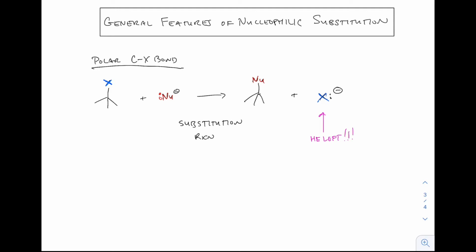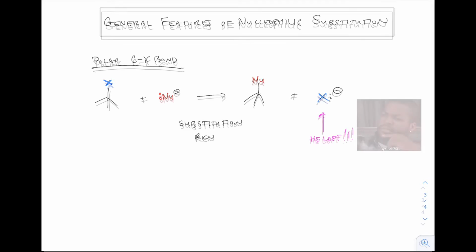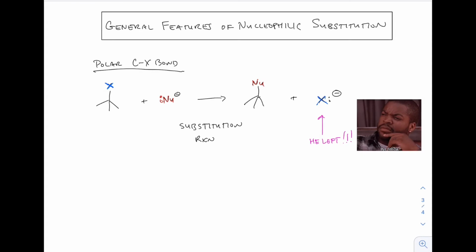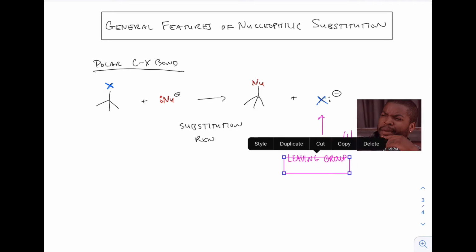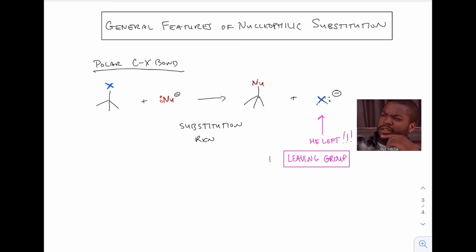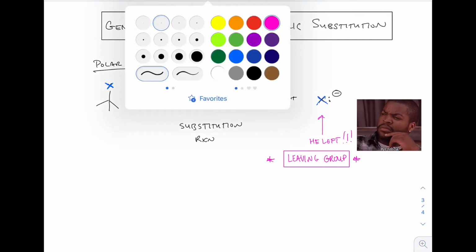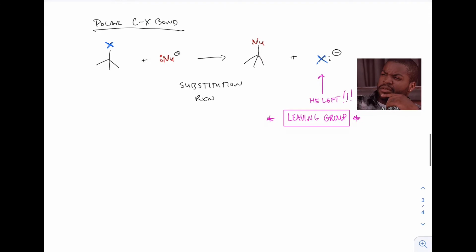And notice that the nucleophile substituted that X, and the X left. Bye, Felicia. And that is actually something that we call a leaving group. And this is actually really important. It's the topic of the next video. And there's definitely much to talk about with these guys, so get ready. Super exciting stuff, right? Yeah.